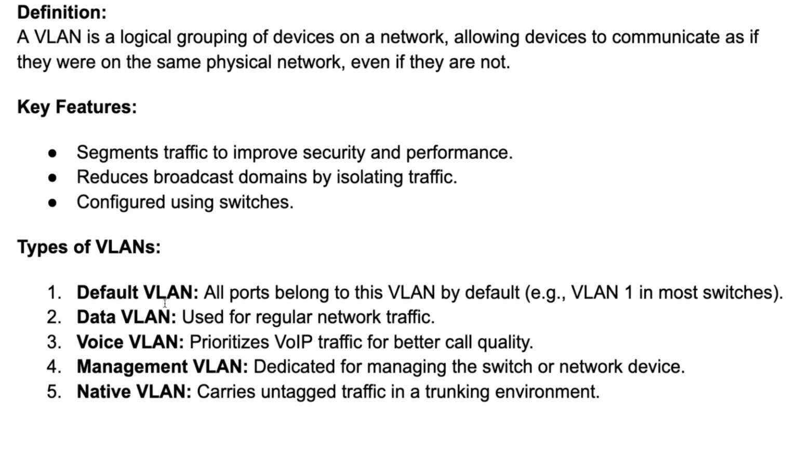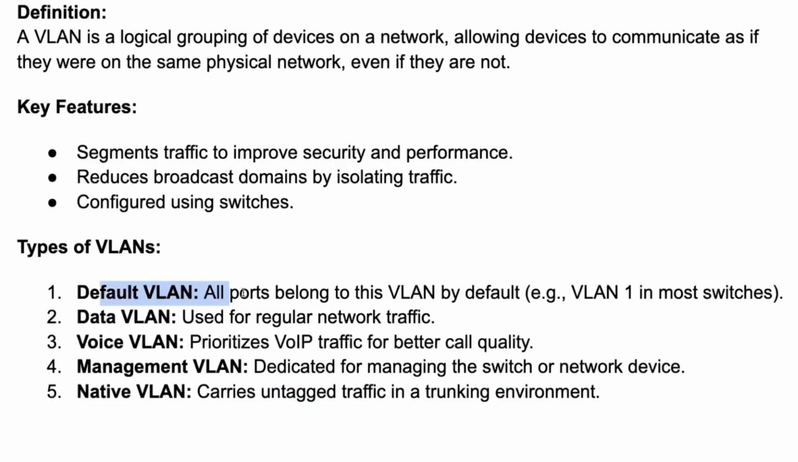The types of VLANs that we have would be the default VLAN, which all ports belong to by default, which is VLAN 1 in most switches. And then you have the data VLAN that's used for regular network traffic. You have the voice VLAN that prioritizes voice over IP. So this is for phone services, for actual telephones, hard lines, for better call quality. And then we have the management VLAN that's dedicated to managing the switch or the network devices. And then you have the native VLAN that carries untagged traffic in a trunking environment.